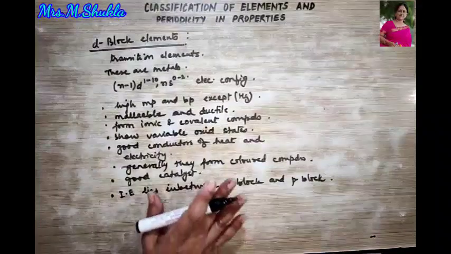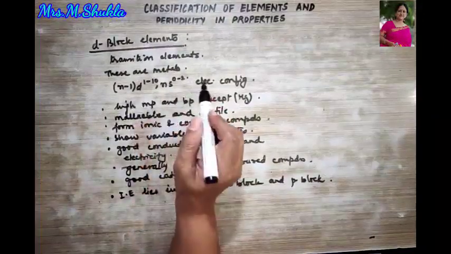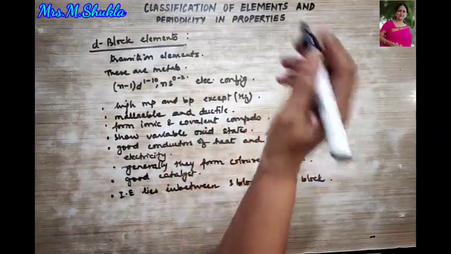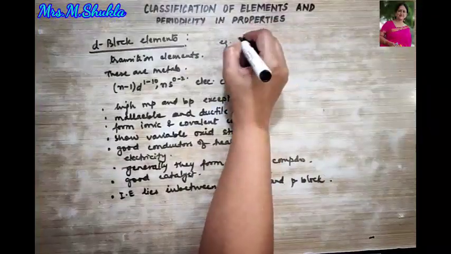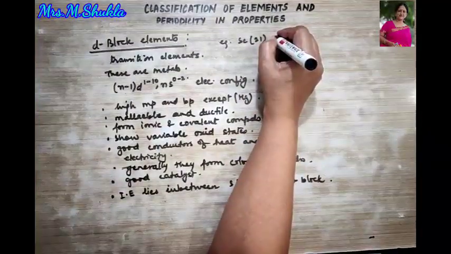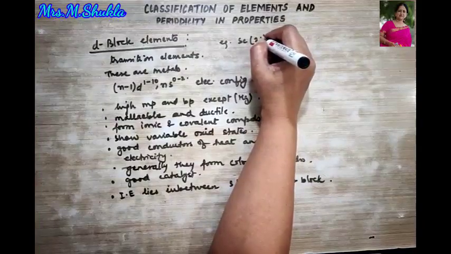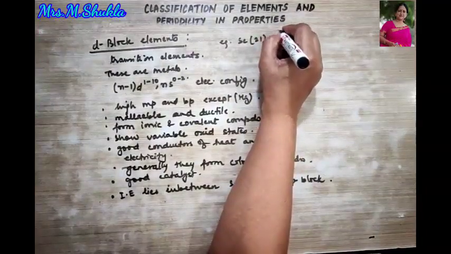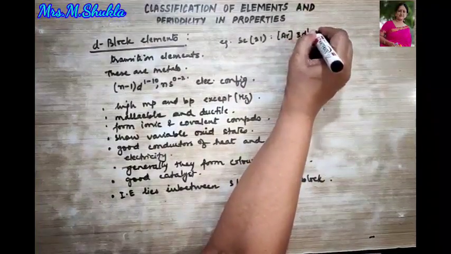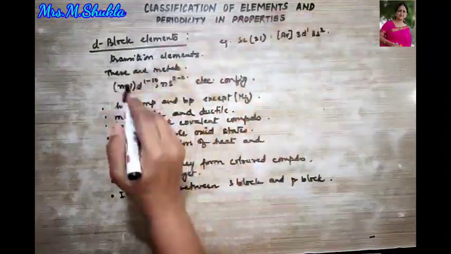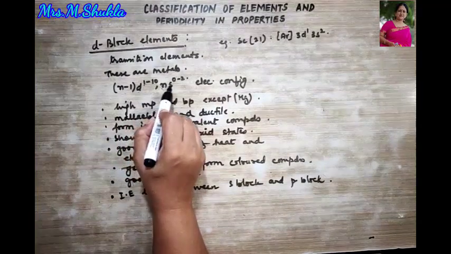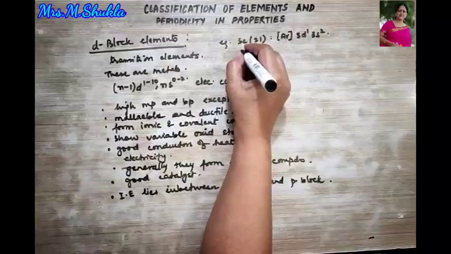Now let us do some configurations to understand how the configuration of the D block element is done. Some examples. Let's talk about scandium, which is atomic number 21. How are we going to configure it? It is 21, so we can take argon over here, and then 3D1 4S2.